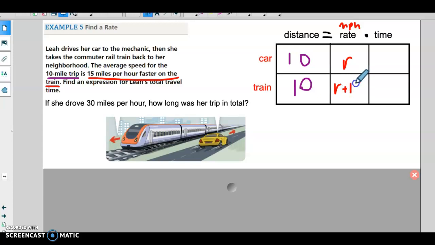So we set it up like this. I don't know what my rate is just yet. And whatever it is going to be in the car, the train goes faster, so I'm going to add 15. My time, well, that's what I'm trying to figure out. How long was this total trip?